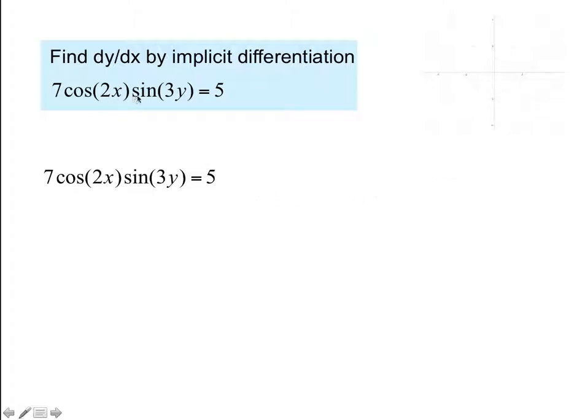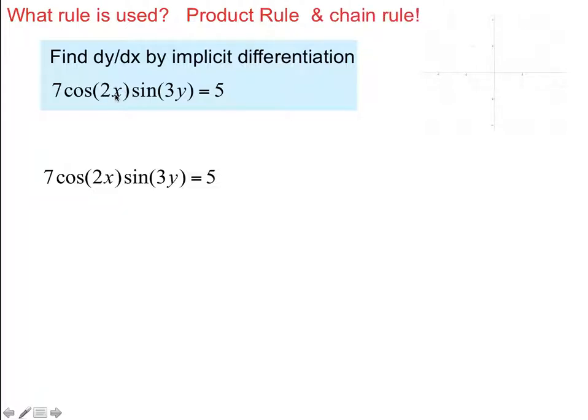So we're going to need the product rule here, okay, because we have a cosine times a sine. We're also going to need a chain rule here. So we're going to need a couple of things. Okay, so let's start setting ourselves up here.